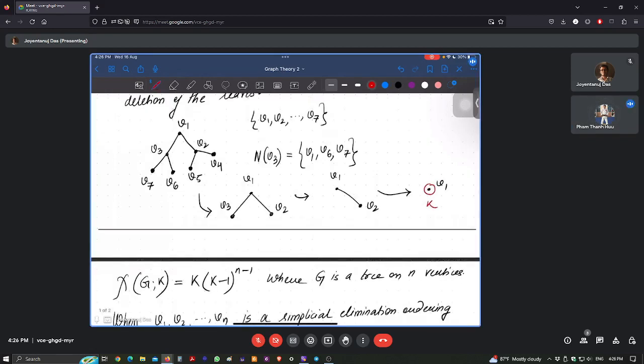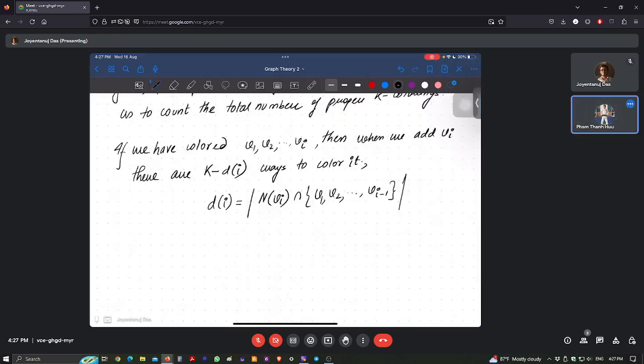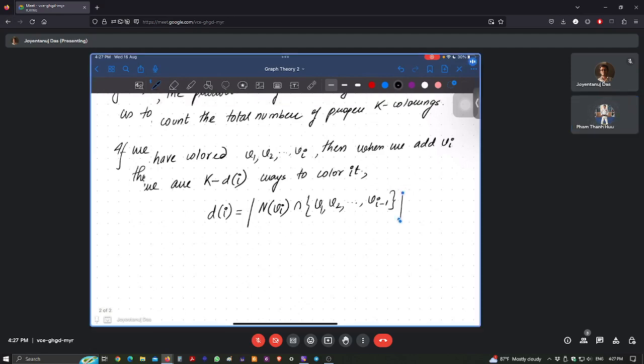Because it is adjacent to nothing, if we are given k colors, then v1 has k choices. This one must have k minus 1 choices because I cannot take the same color as v1. Now if I go back, it has k choices, then k minus 1 choices, and again k minus 1 choices. Like that, we will go back now to the original tree. That is what we are saying: k minus d_i. Here d_i is one only.